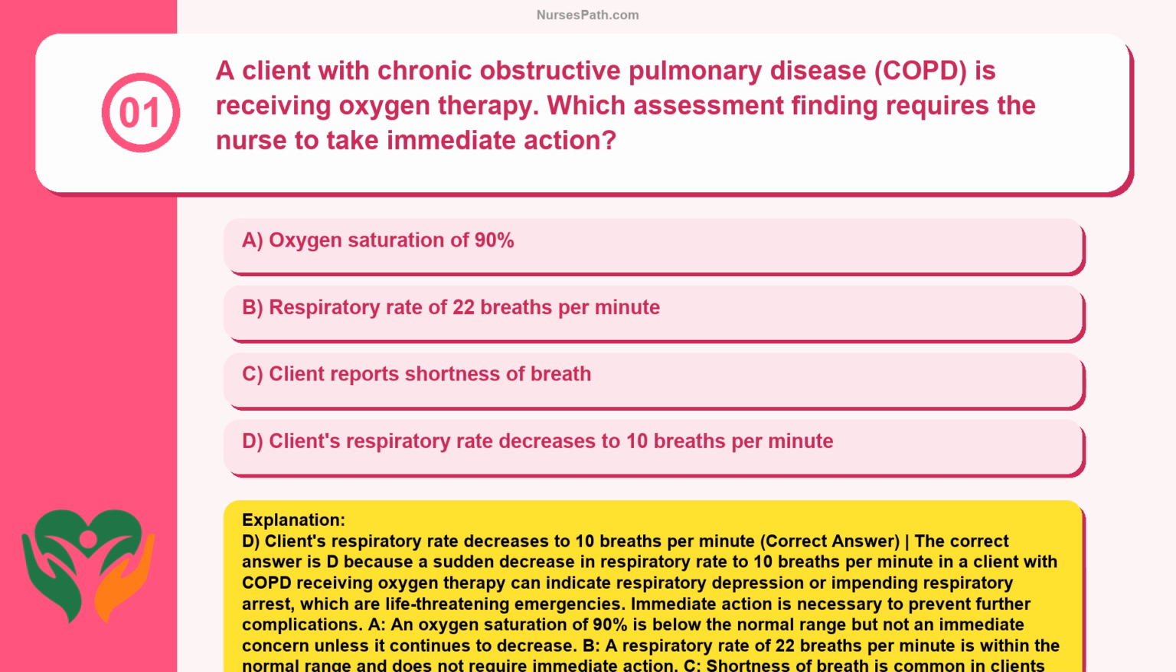A. An oxygen saturation of 90% is below the normal range but not an immediate concern unless it continues to decrease. B. A respiratory rate of 22 breaths per minute is within the normal range and does not require immediate action. C. Shortness of breath is common in clients with COPD and may not require immediate action unless it is severe or worsening rapidly.